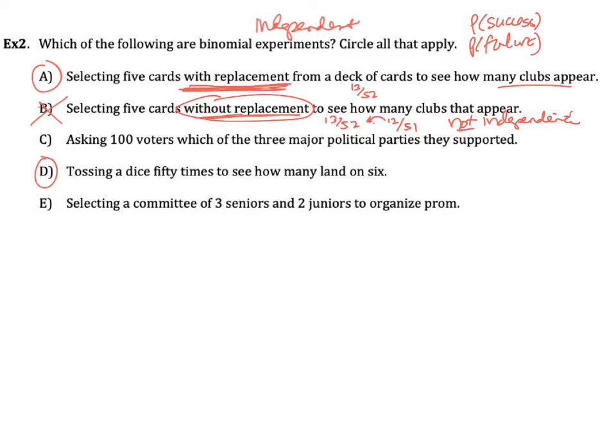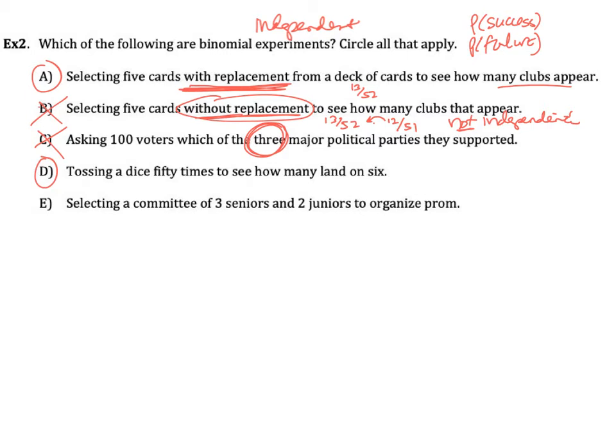Part C, asking 100 voters which of the three major political parties they supported. Well, here's the key here, 3. 3 means it's not binomial. You could have Democrat, Republican, and Independent. If you said Democrat or not Democrat, or Republican or not Republican, then you can make it binomial, but otherwise it's going to fail because it has 3 possible outcomes, so it's not binomial.